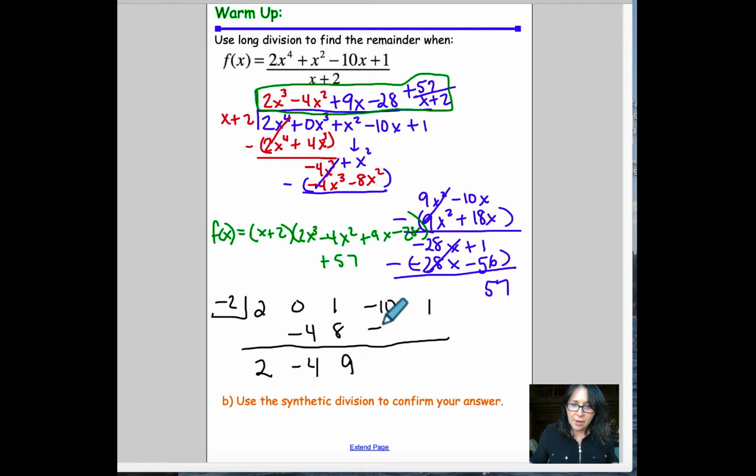9 times negative 2 is negative 18. I get negative 28. Multiplying across, I get positive 56. Adding down, I get 57.